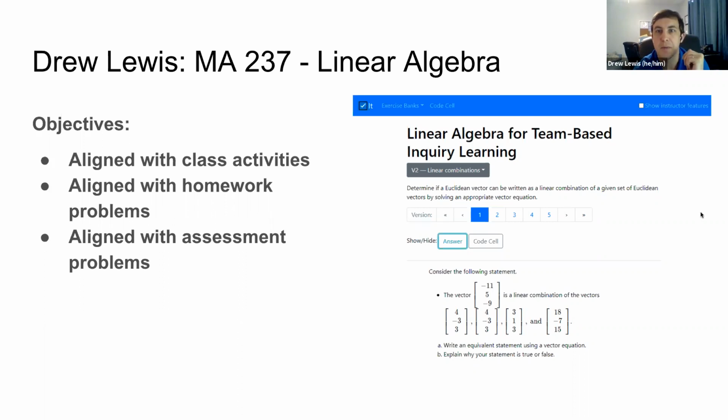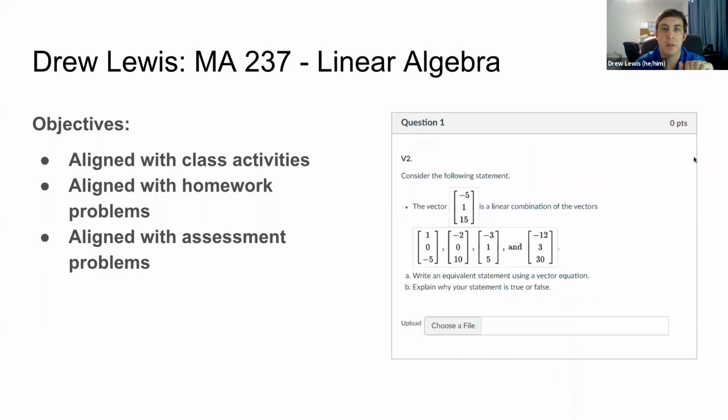And then up in the upper right corner, it's hard to read, but there's something that says show instructor features. If you click on that, you can then produce assessment problems that are in this exact same format and tied to this outcome. So on the next slide, I've got an example of what that looks like. You can actually use this software to produce question banks in Canvas, where each student gets an individualized problem in Canvas tied to this learning outcome.